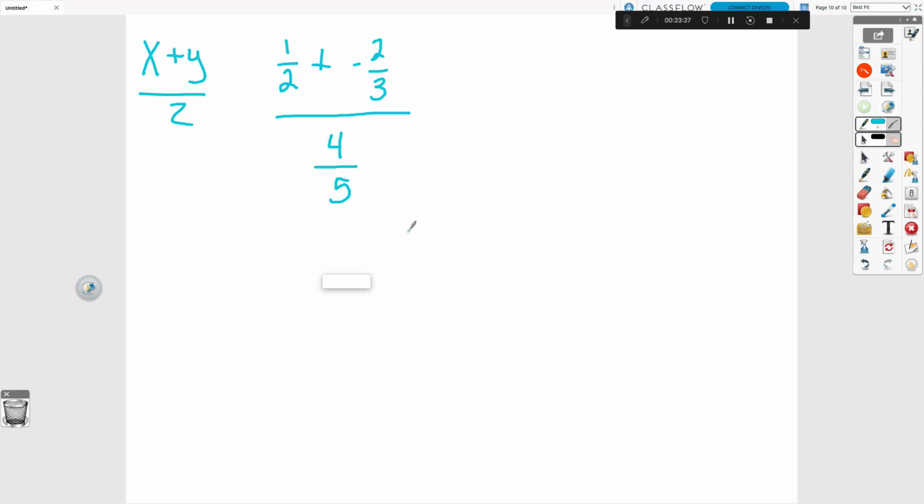Now I'm ready to work this out. I have to work the top portion first. In order to add these fractions, I have to have a common denominator. Between 2 and 3, what's my common denominator? 6. So my first fraction becomes 3/6. My second fraction becomes negative 4/6. I am dividing that all by 4/5. 3/6 plus a negative 4/6 is negative 1/6.